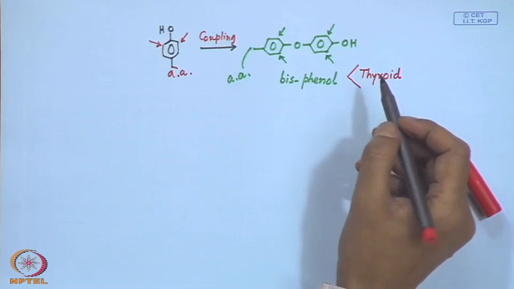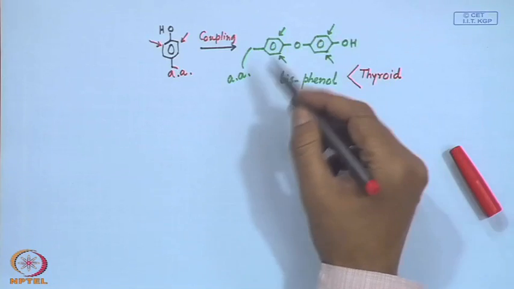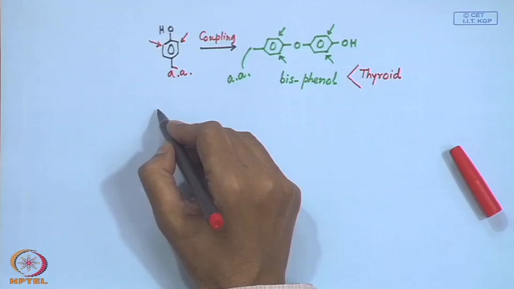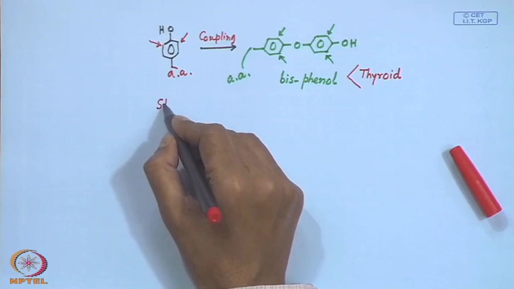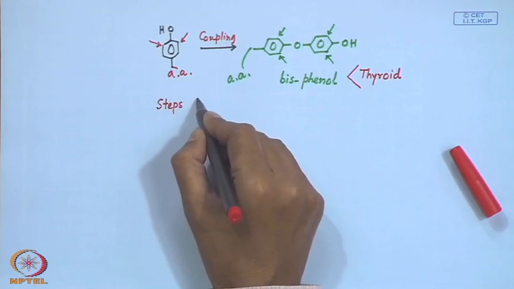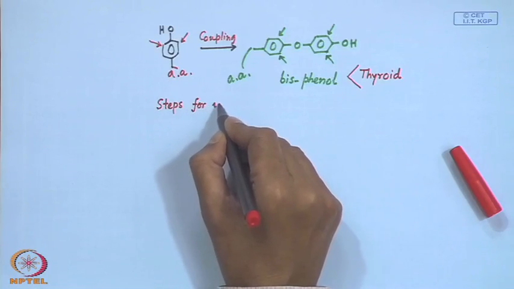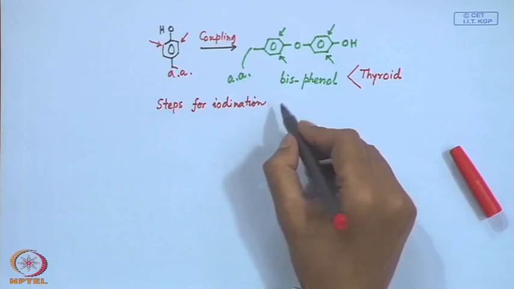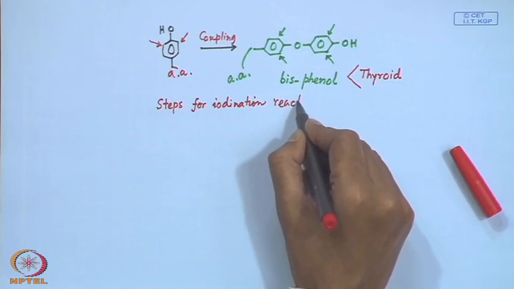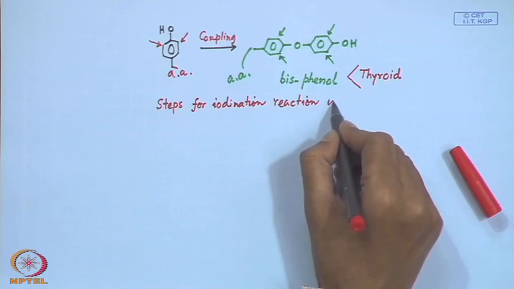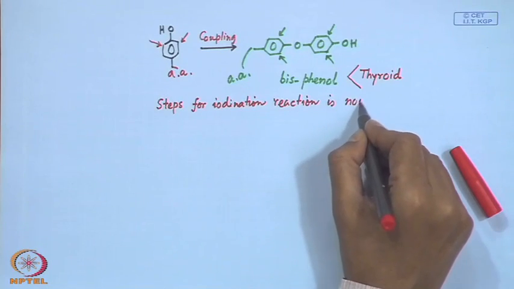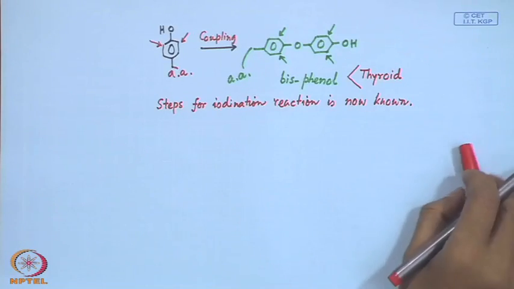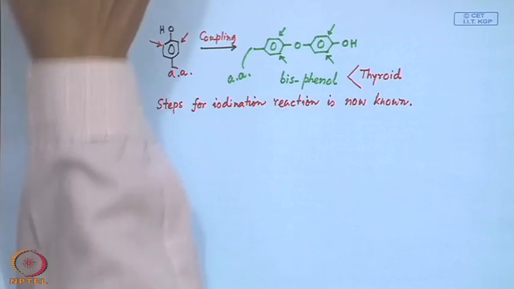It is not that the bisphenol forms first and then we go for the iodination. So, the step for iodination is well known and well established now. The corresponding steps for the iodination reaction are now known. This is therefore known to us.